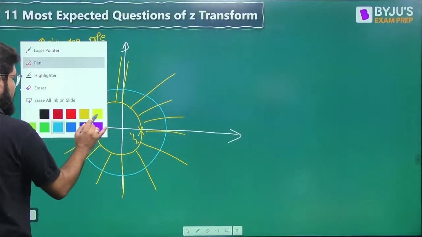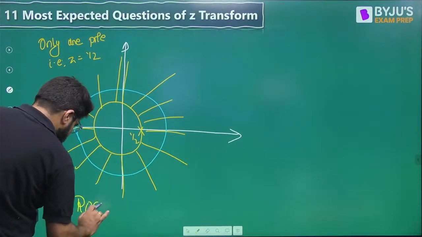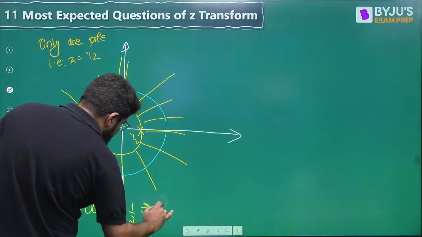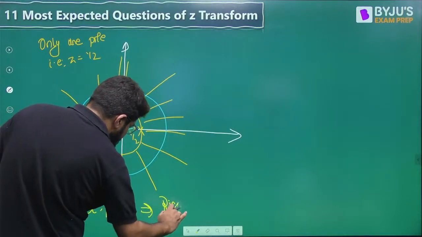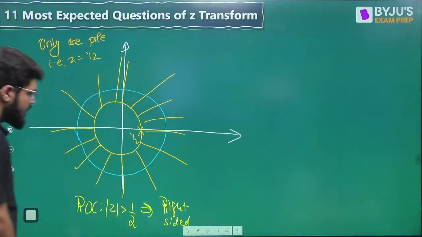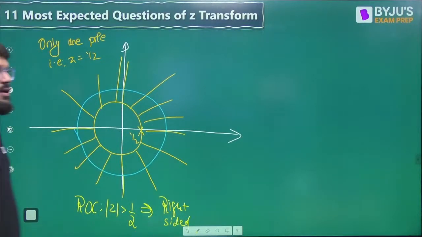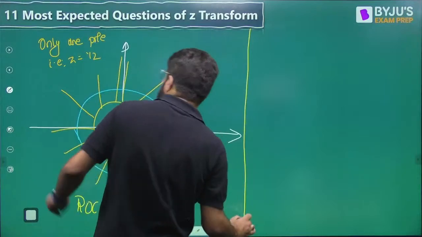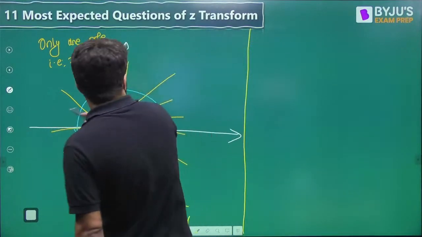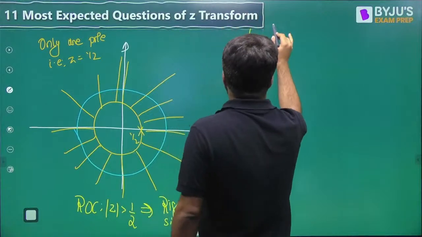So what is the final ROC here? Mod z greater than half, and that means there is a right-sided signal, because the ROC is the exterior of a circle only for a right-sided signal. Sir, the next case? There is a next case.